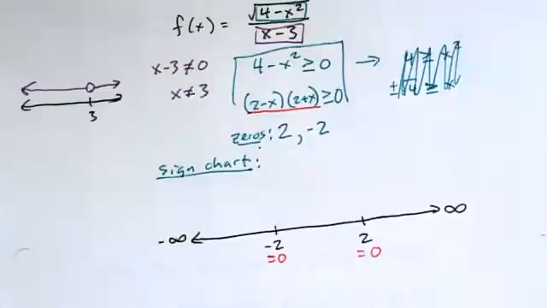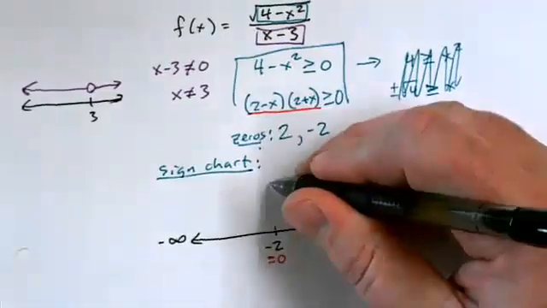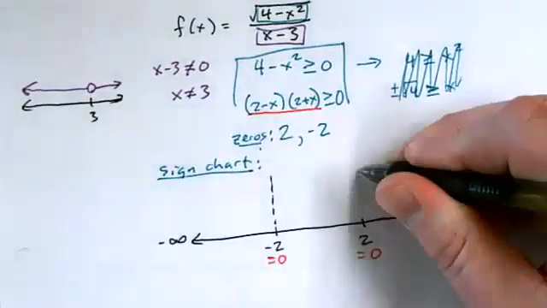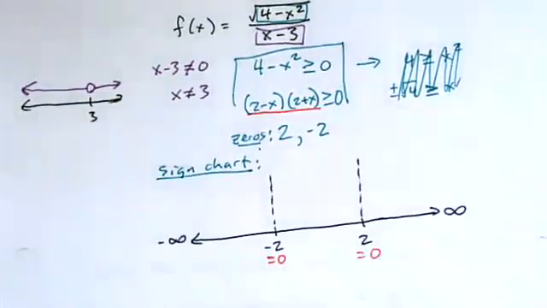All right, so a sign chart starts with a number line, and then we use the zeros to chop our number line up into regions. So we're going to end up with 3 regions for this particular problem.